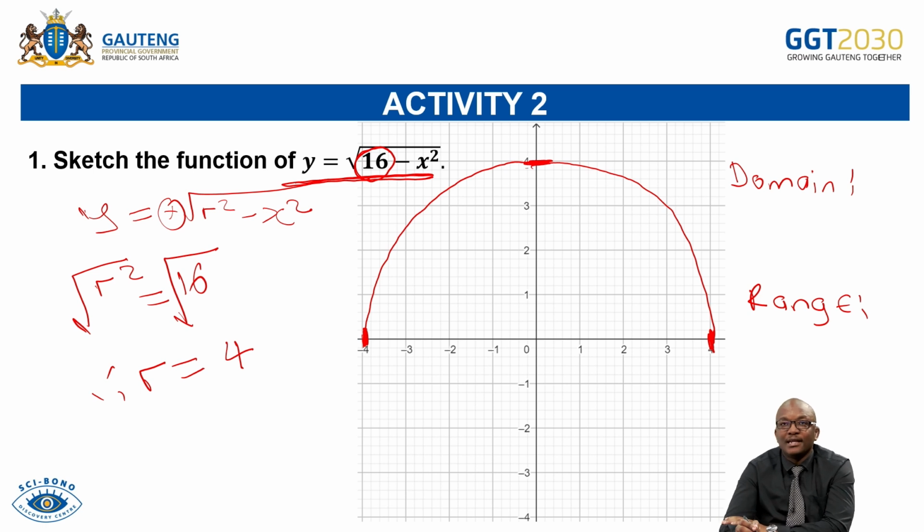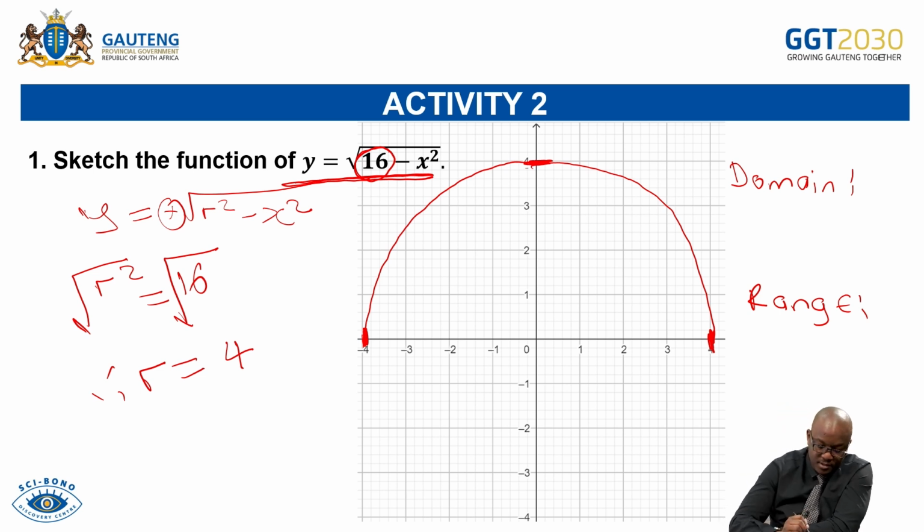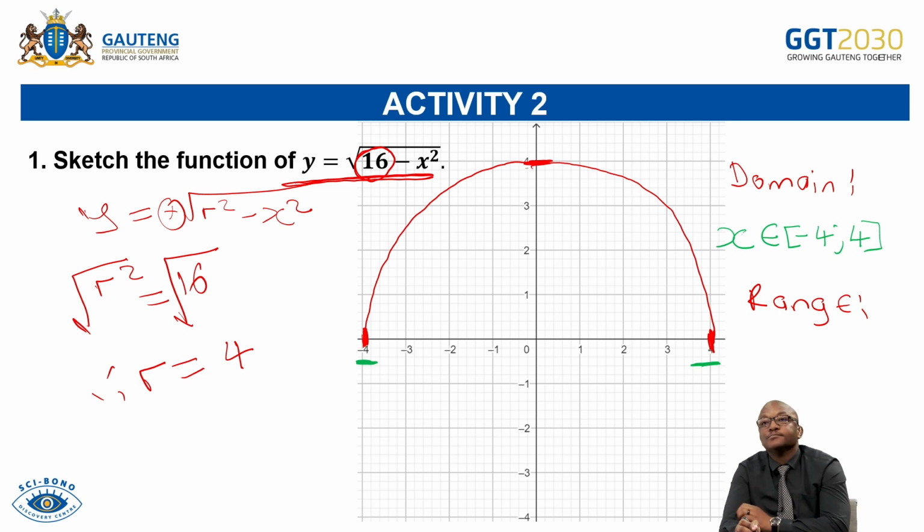Domain and range are always in the exam; you will be asked, so you need to know how to read your graph. With your domain, talking about x values, we can see that we start at -4 and end at +4. So your domain is x element of [-4, 4]. We use square brackets because -4 and 4 are included in that function.